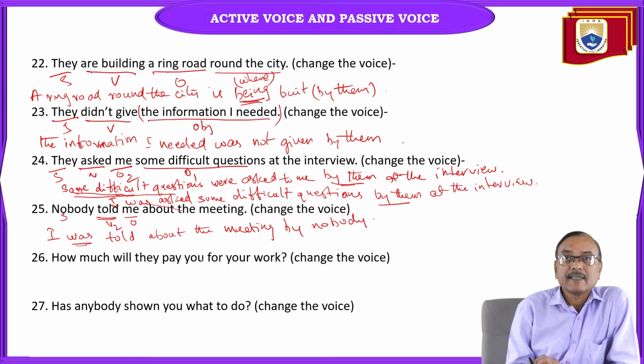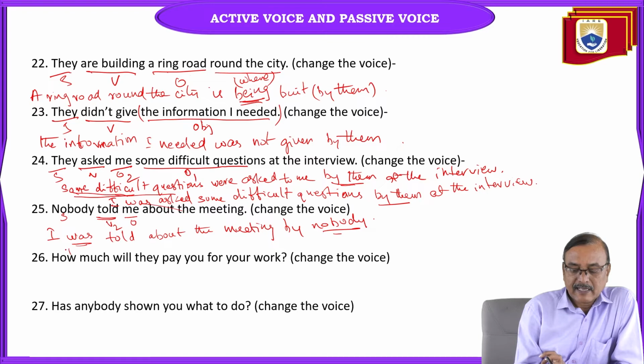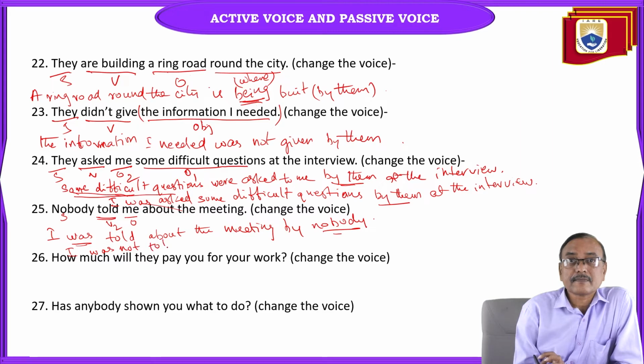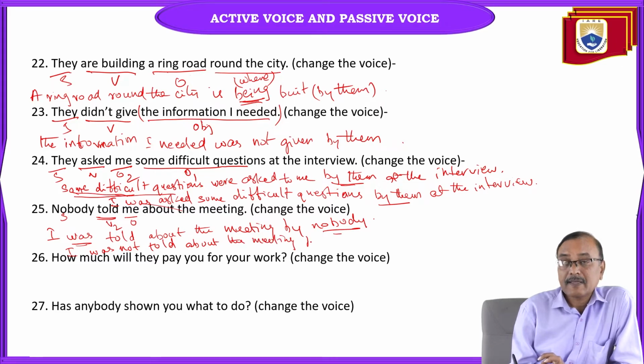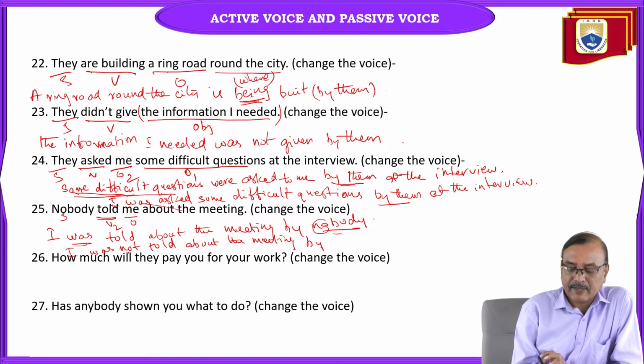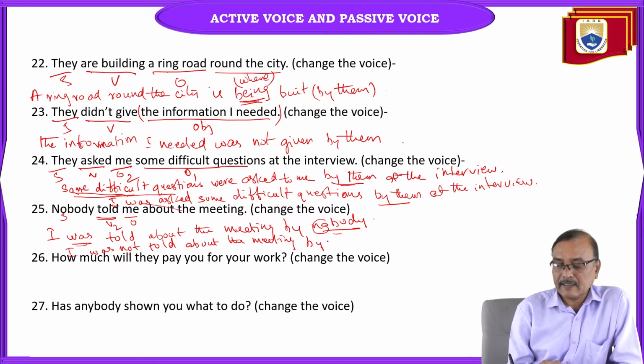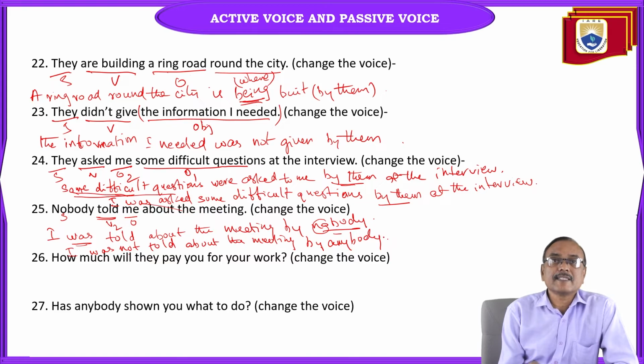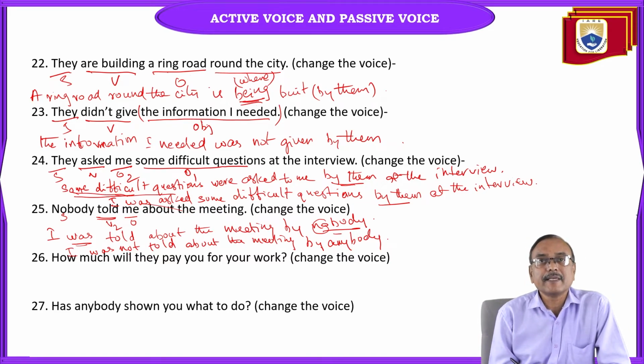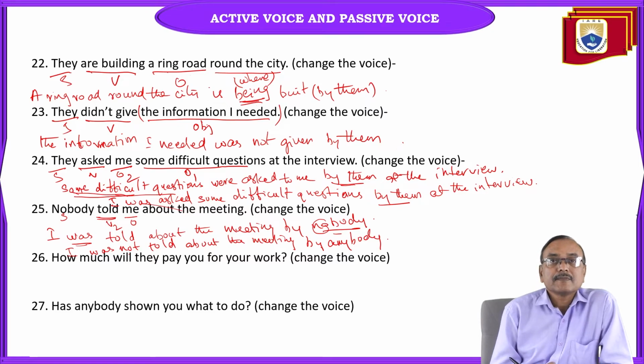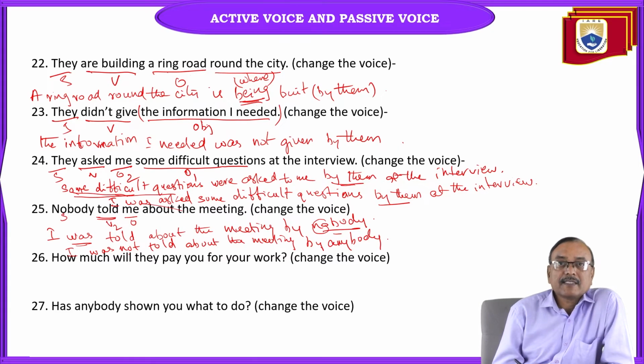Okay. Like this. Right. Even you can say here, you can keep not. I was not told about the meeting by, so here this negative went here only, not. I was not told about the meeting by anybody. So you can write here this way. I was not told about the meeting by anybody. Okay. Next.